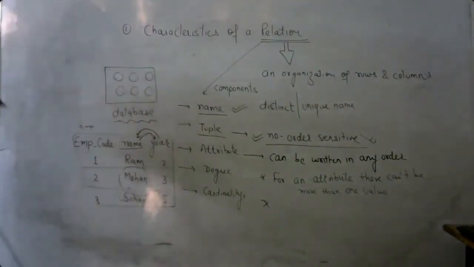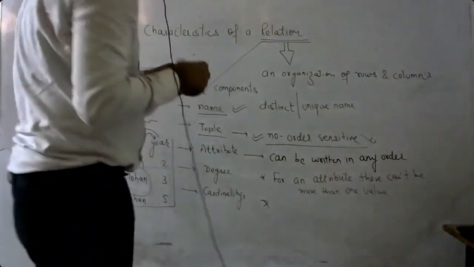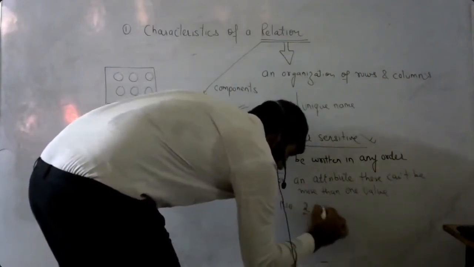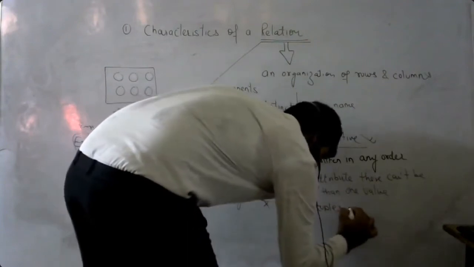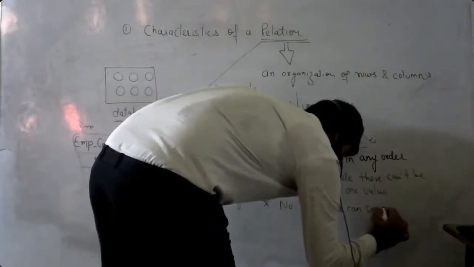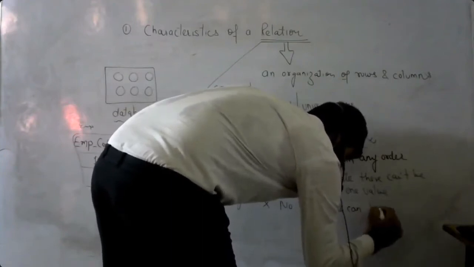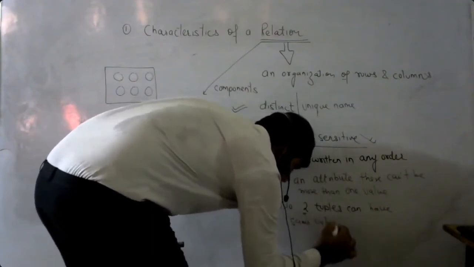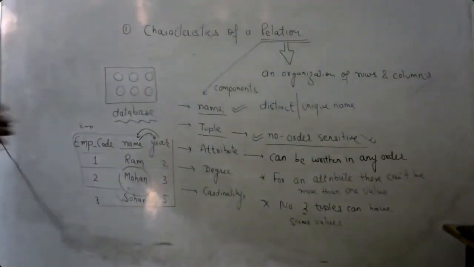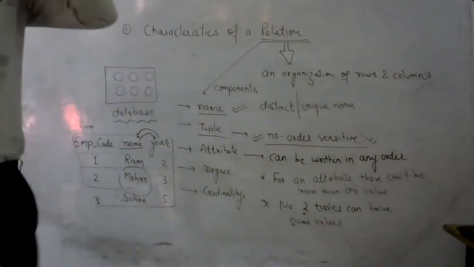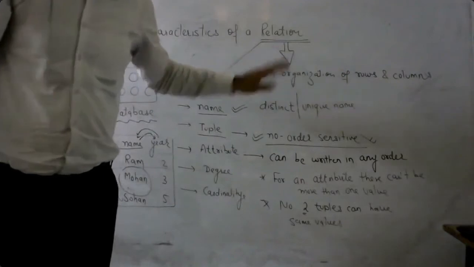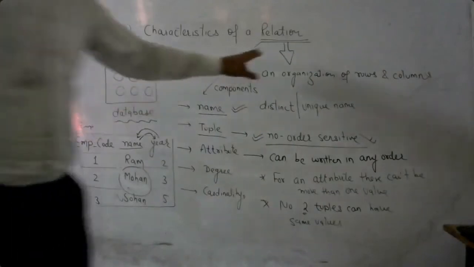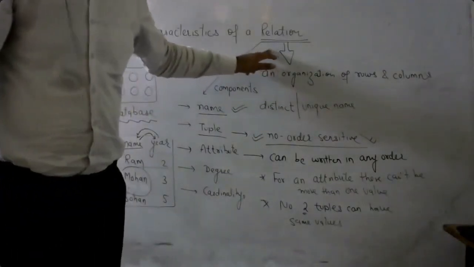So the fifth characteristic is no two tuples can have the same values. So these are the characteristics of a relation. What is a relation? As I told you yesterday, an organized way of rows and columns. A relation is a collection of tuples.